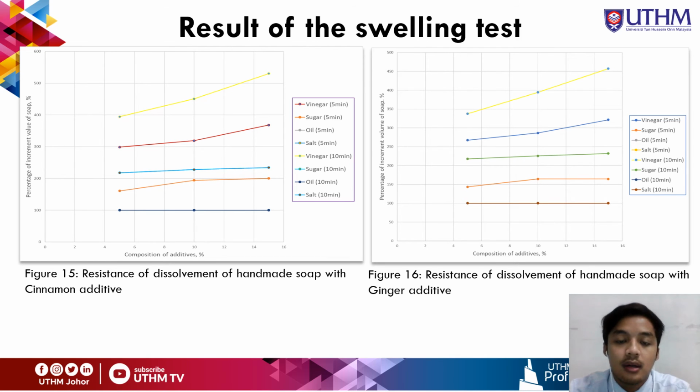But as we can see, the oil and salt solution show no change in terms of volume of soap, so the handmade soap with plant-based additive with both additives is completely resistant when dissolved in both of these solutions, but shows lower resistance to dissolvent when dissolved in the vinegar and also the sugar solution.